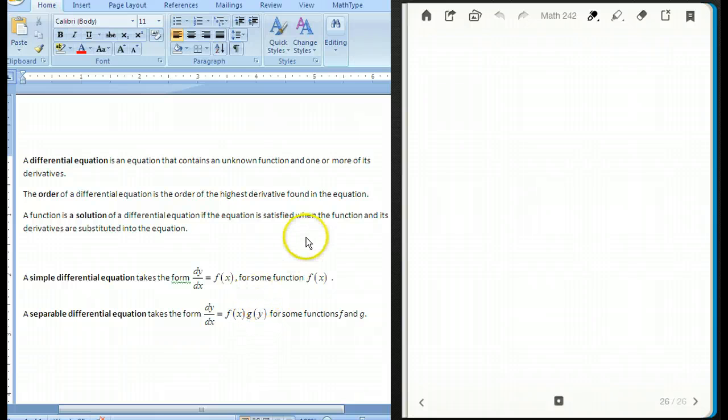The differential equation we just did, dy/dx equals negative x over y, is this one simple or separable? Let's look at our definitions. Simple means it's dy/dx on the left, which we've got, equals only an expression of x on the right. Are there only x's on the right-hand side? No. Because there are not only x's over here, this can't be simple. So this is not simple.